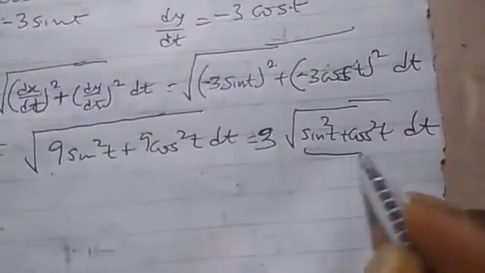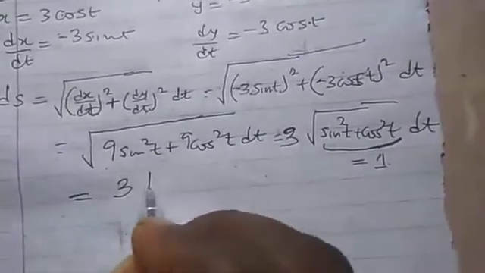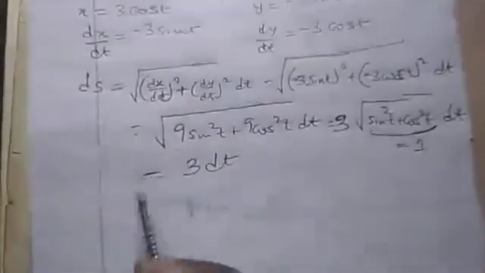But let's recall that sin squared t plus cos squared t is equal to 1. So the square root of 1 is 1, and we are left with 3. So the answer is ds equals 3 dt. So we have now found our ds. I will now substitute it here.